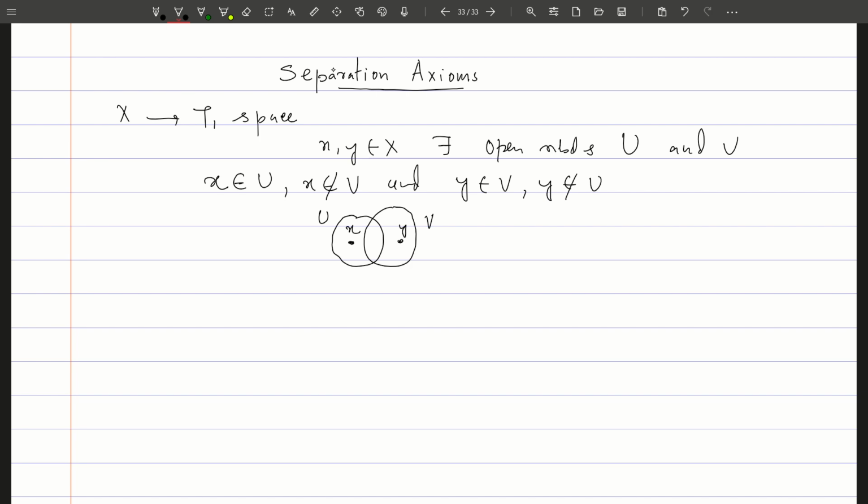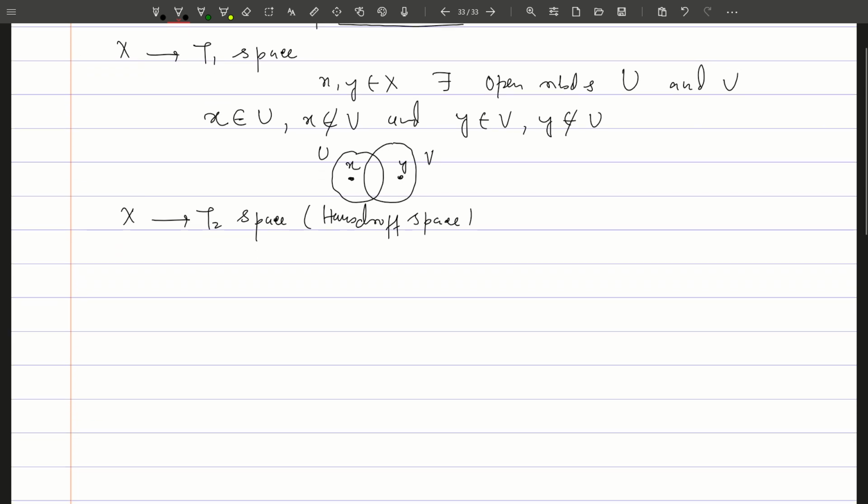Then we have the T2 spaces. We call X a T2 space, also called a Hausdorff space, if any pair of distinct points x and y in X are separated by disjoint neighborhoods. In T1 spaces, these U and V need not be disjoint, but when we talk about T2 spaces, these open neighborhoods must be disjoint.